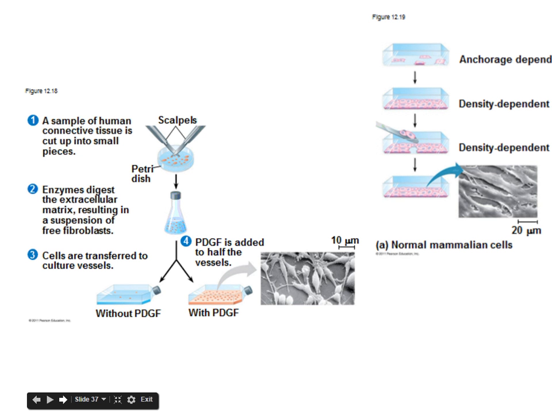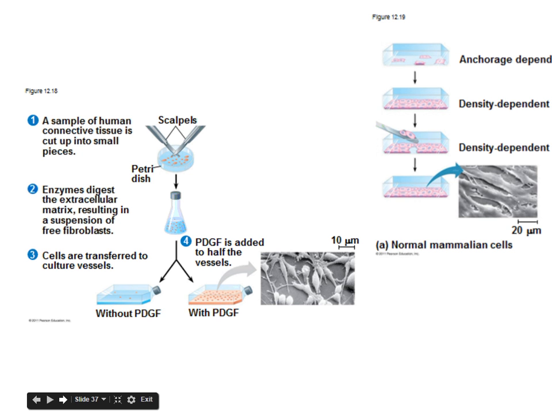And this gives you an example with, I think, a human sample of connective tissue that is cut up into small pieces. Enzymes digest the extracellular matrix, resulting in a suspension of free fibroblasts. Cells are transferred to culture vesicles. PDGF is added to half the vesicles, and then they can watch that division process. And then this one here is anchorage dependence, density-dependent inhibition. So they get really, really thick and they will stop dividing. But if you take some out, they'll divide more to fill that space.